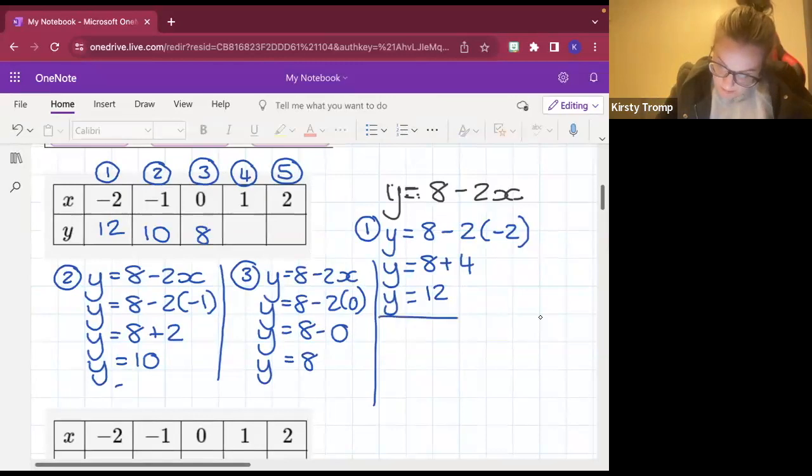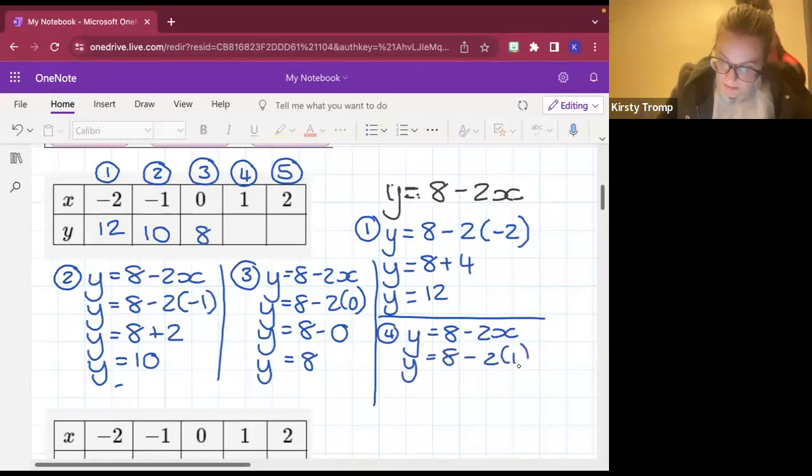Oh, running out of a bit of space here. Let's do that. Equation number 4. y is equal to 8 minus 2x. So y is equal to 8 minus 2 times 1. y is equal to 8 minus 2. So y is equal to 6.